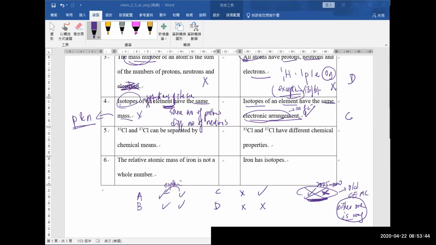Now, how about the next one? Yes, chlorine 35 and chlorine 37 can be separated by the chemical means. These two have the different chemical properties.